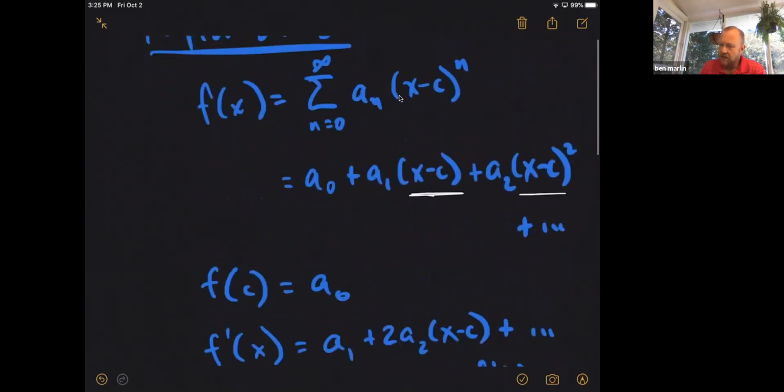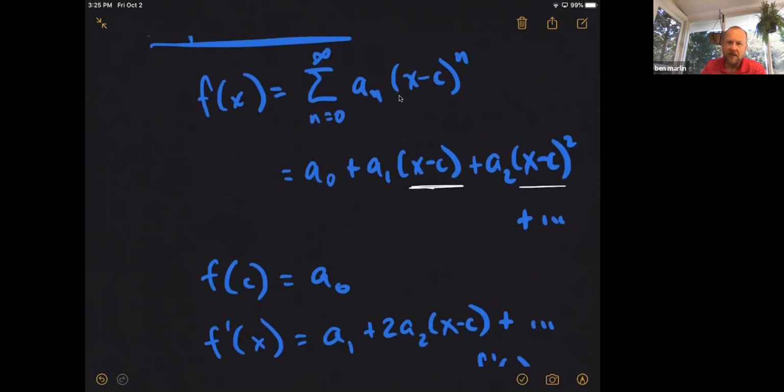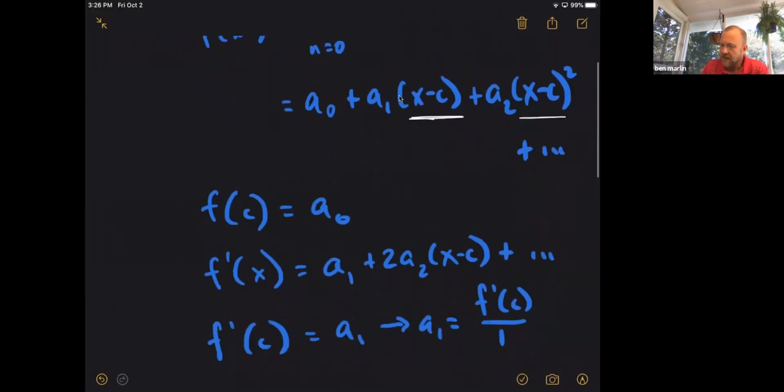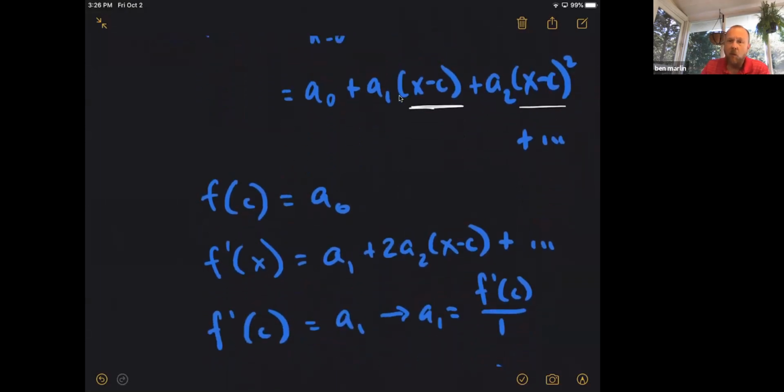But then we could take the derivative, f prime of x, and just go through and differentiate term by term. Naturally, the a0 disappears, but then you've got a1 as your constant term, 2a2, 3a3, 4a4, and so forth as your coefficients of the various powers that go on down there. And if you take that and plug the c in, once again, all the higher powered terms just vanish. And that means that your f prime of c is going to be a1. Now, I'm bizarrely going to write that as f prime of c divided by 1.